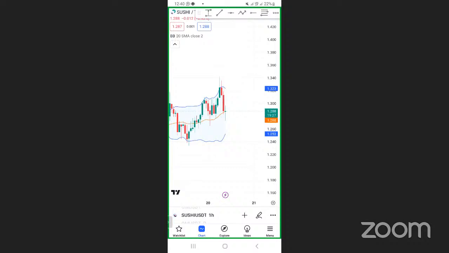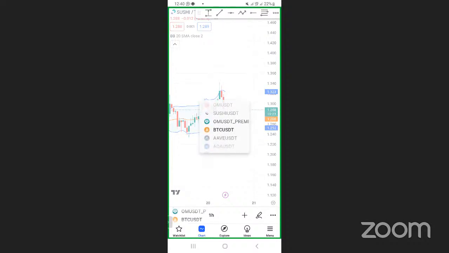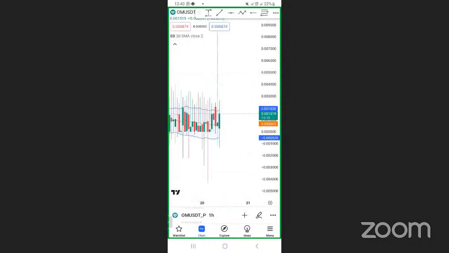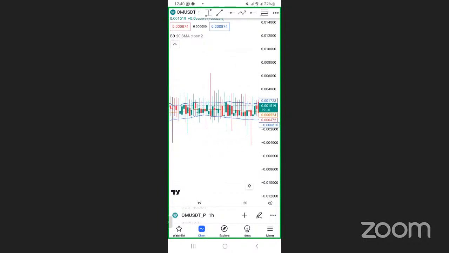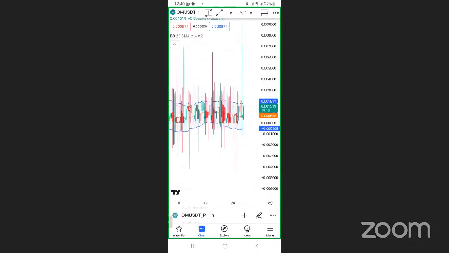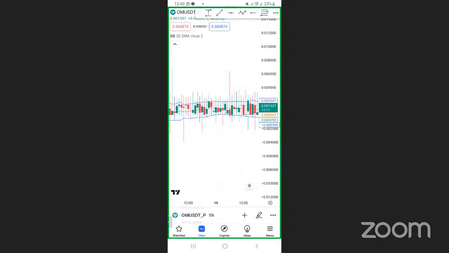Because Bollinger Band is one of those wonderful indicators. So, Fred, what else are you looking at? Someone told us to have a look at OM. So, OM, when you see a coin like this, it has very many big candles.